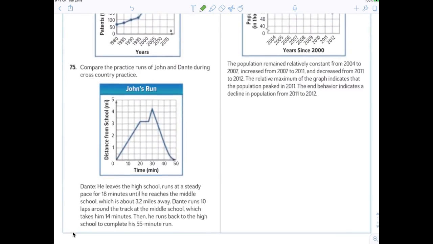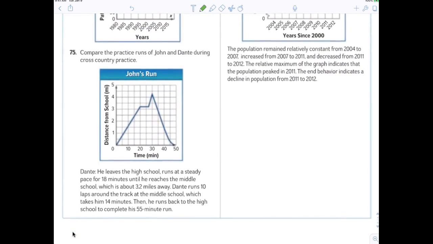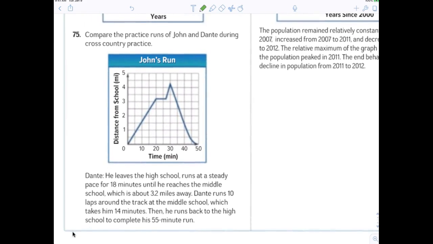Let's look at 75. This was hard. Compare the practice runs of John and Dante during the cross-country practice.